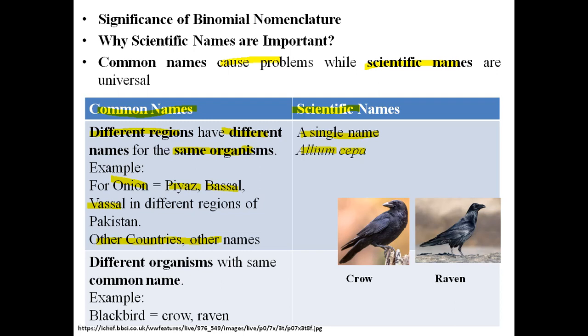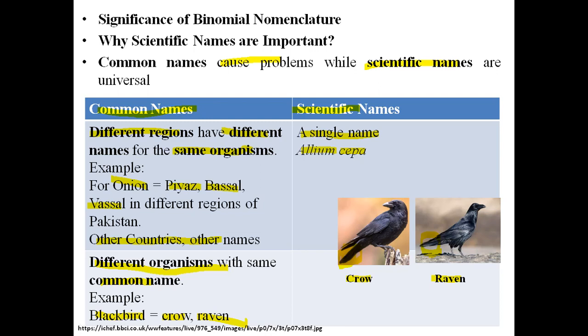Also, different organisms may have just one common name. For example, blackbird is used for crow and raven. But the crow is different from the raven. The tail of the crow in appearance is feather like, and the tail of the raven is triangular. So these two are different, but the name blackbird is given.